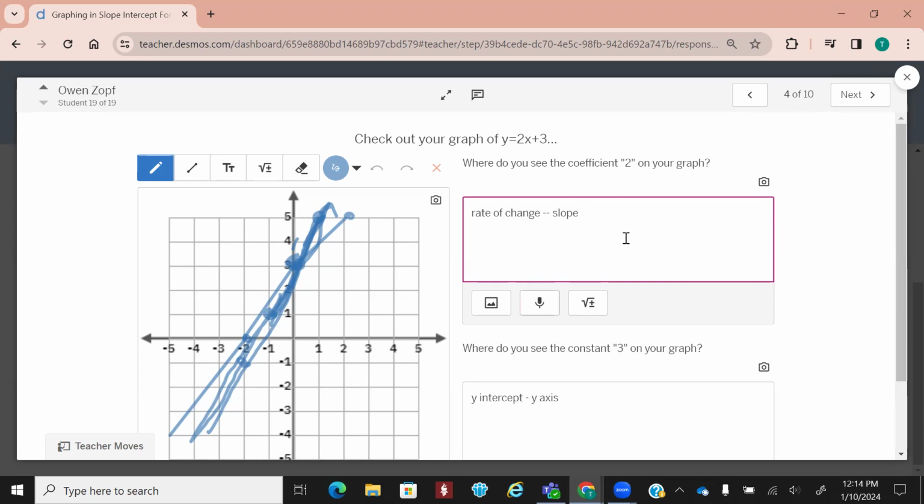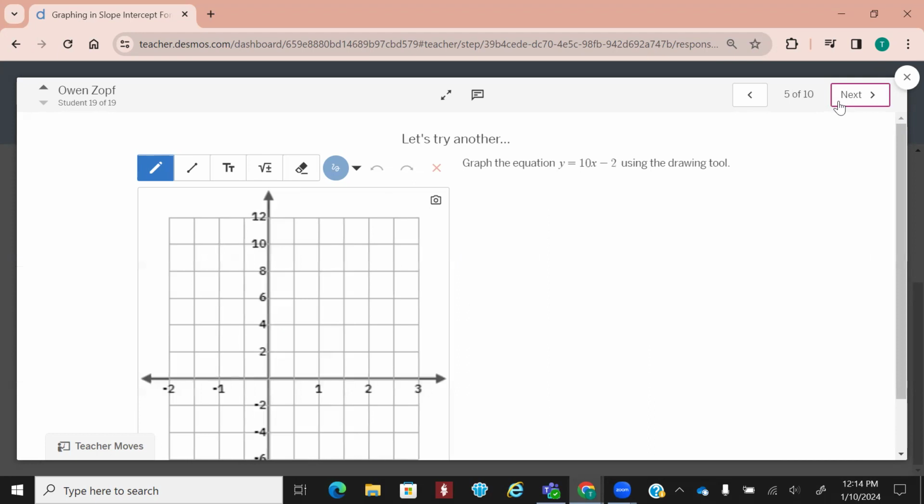Okay, let's get to the next slide. We've got 10x minus 2. Really quick, let's graph this one. We've got that minus 2 as our y-intercept, and then we go up 10 and over 1. So we go up 2, 4, 6, 8, 10, and over 1. The reason I counted like that is because they only have evens. It's going to look like this.